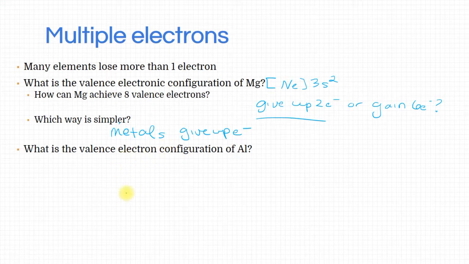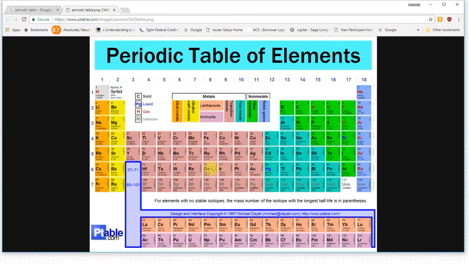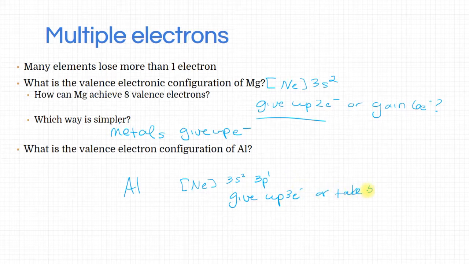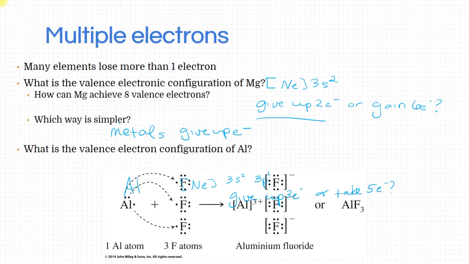On the other hand, you look at aluminum. Aluminum is a metal, but it's in group 13. So it has a similar structure. It's neon, then 3s2, 3p1. So we have 3 valence electrons. We can ask ourselves the same question. Is it better for aluminum to give up 3 electrons or to take 5 electrons? The answer to that question is, of course, that aluminum will prefer to give up 3 electrons rather than having to find 5 electrons somewhere else. So aluminum is a metal because it's easy to give up its electrons.